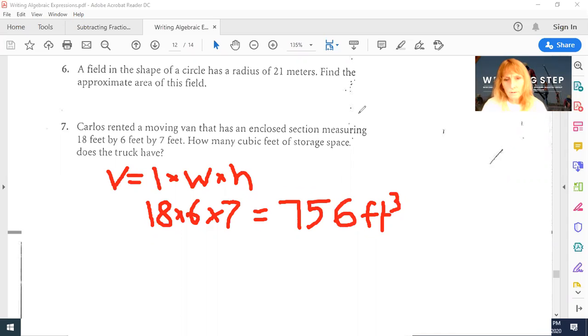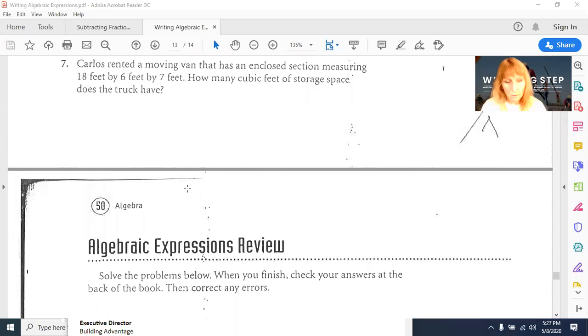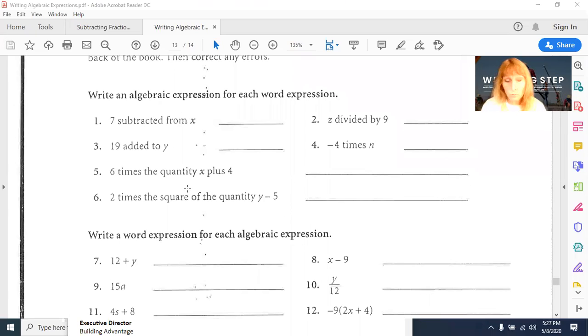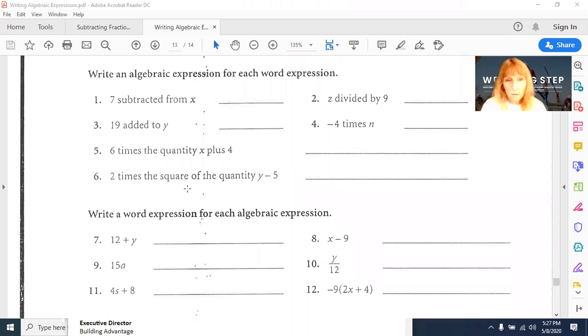All right, I think the next part is just reviewing. Yes, so I'd like you to work on that on your own as well. So go through the packet and then do the review.